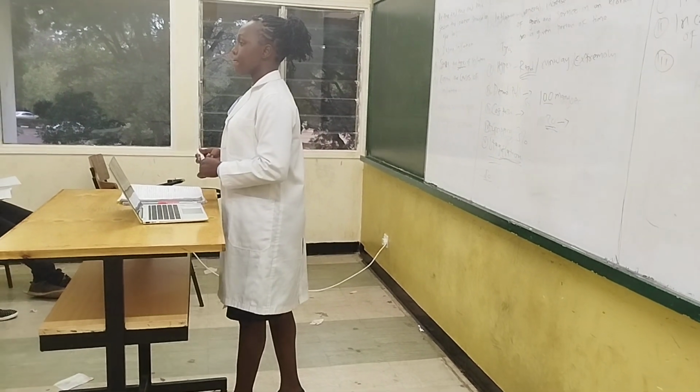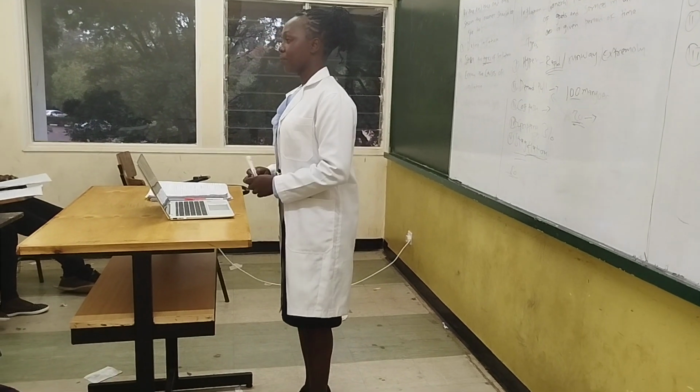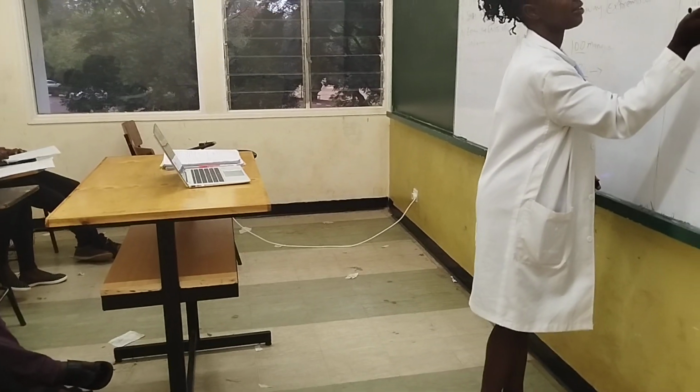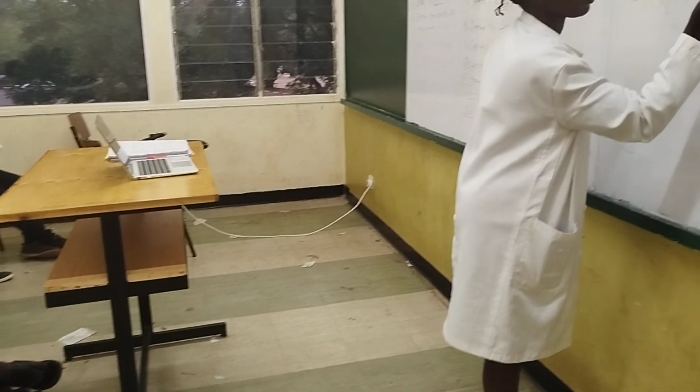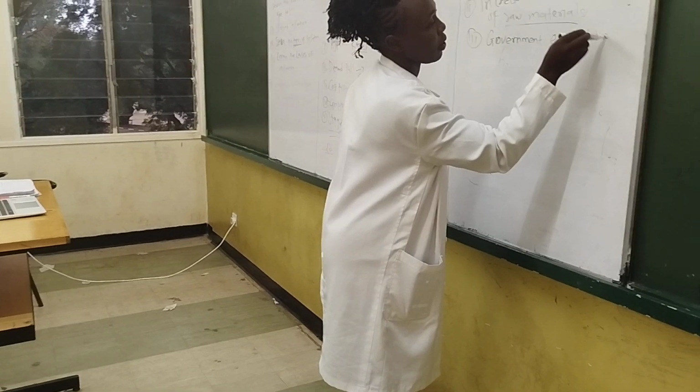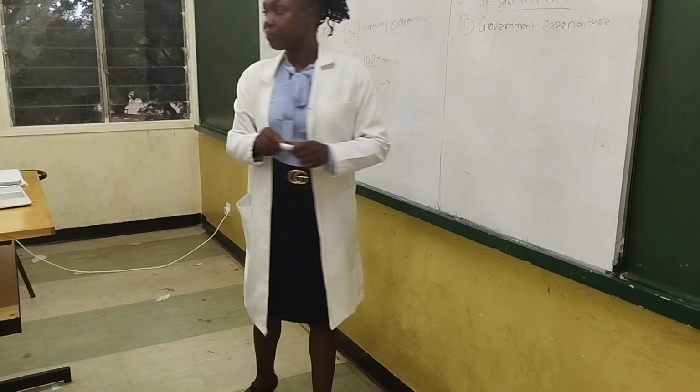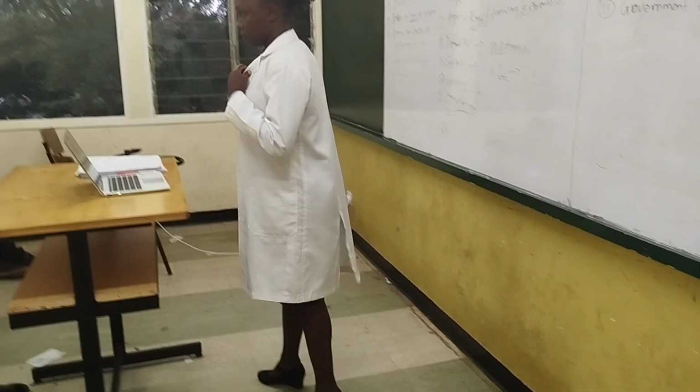Another one? Yes? Government expenditure. Government expenditure. Could you explain that? Yes, when the government spends money, a lot of money is injected into the economy. And so we find that this excess amount of money causes the prices of goods to go up.